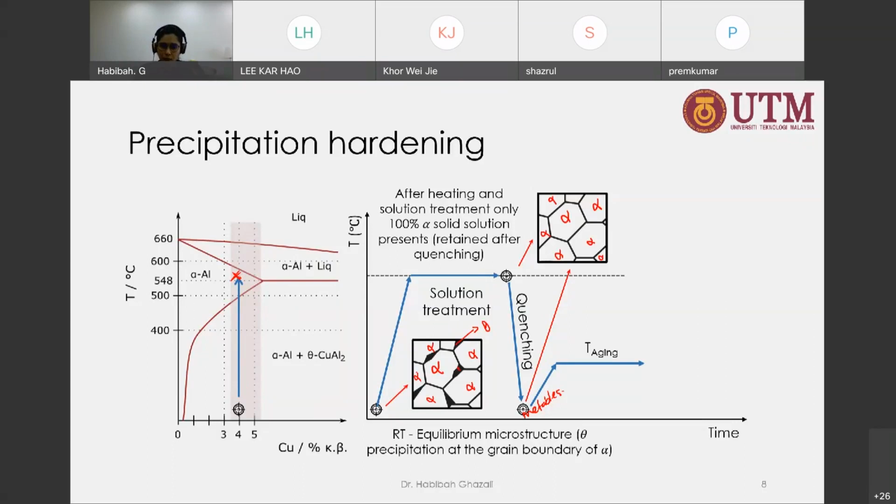So this is at a lower temperature, but Irsyad, boleh tolong mute? Okay. So, sekejap, saya mute dulu. Mana Irsyad ni?